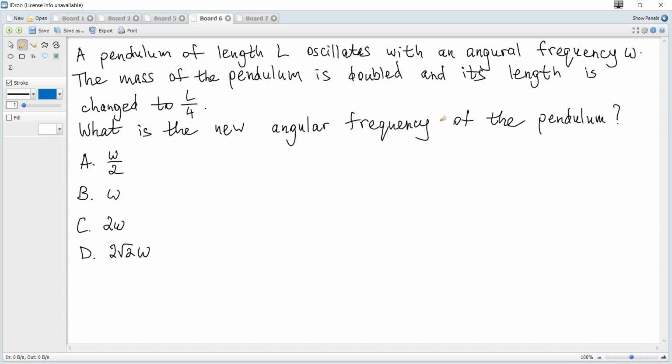A pendulum of length L oscillates with an angular frequency omega. The mass of the pendulum is doubled and its length is changed to L/4. What is the new angular frequency of the pendulum?